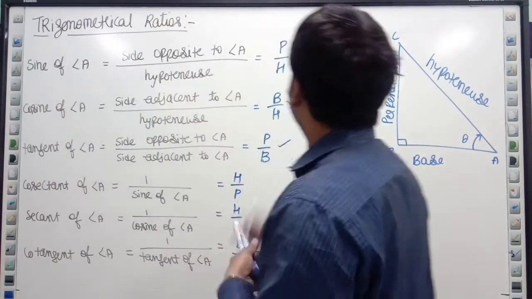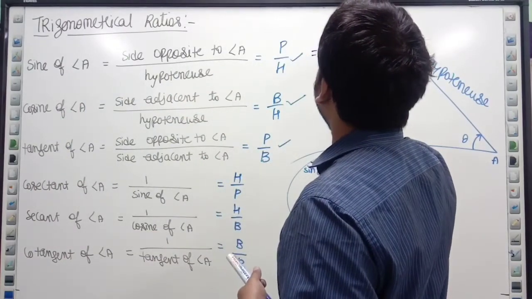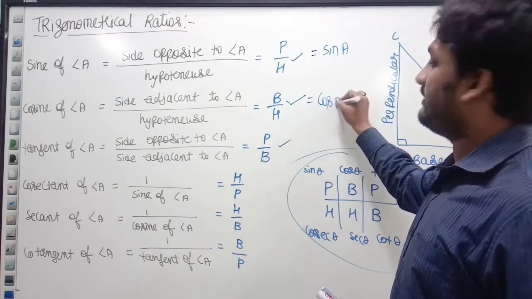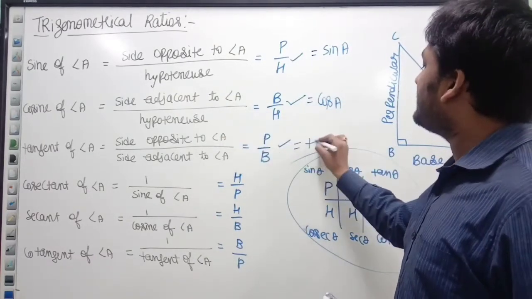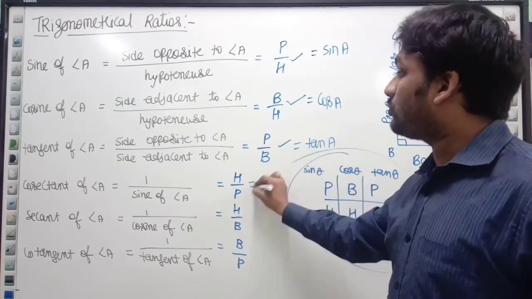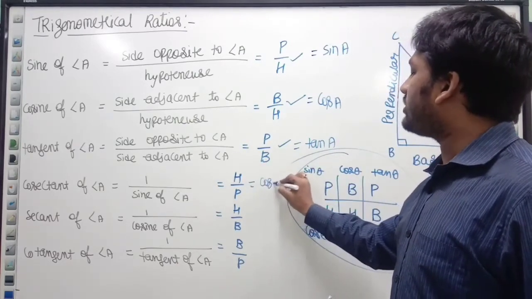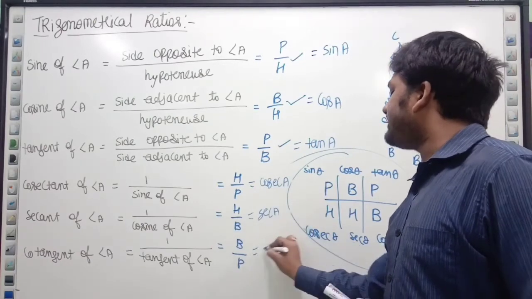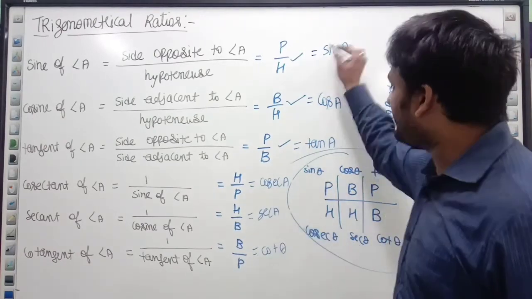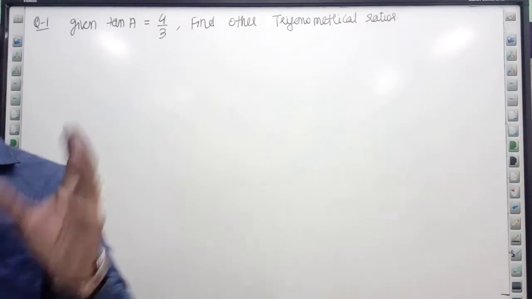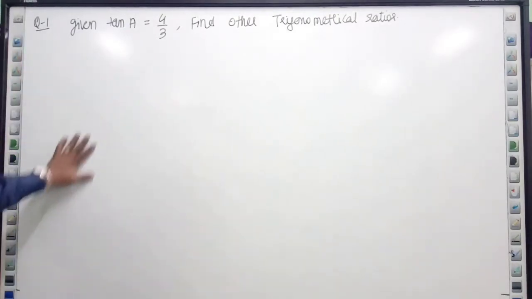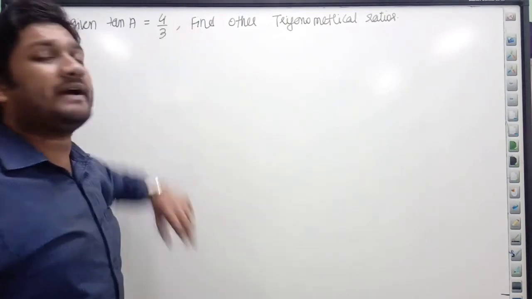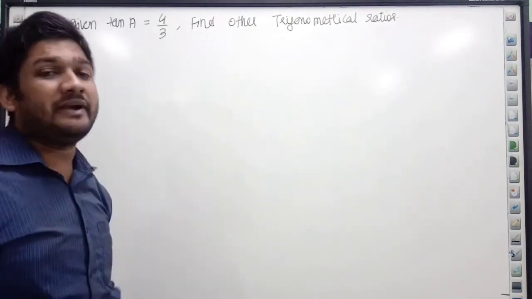Yes, this is written in full form. Sine of angle A can be written as sin A. Cosine of angle A is cos A. Tangent of angle A, tan A. Cosecant of angle A, cosec A. Sec A. And cotangent is cot A. So we'll be writing like this. We have one practice question to understand the trigonometrical ratios. Given tan of angle A equal to 4 by 3, find the other trigonometrical ratios.